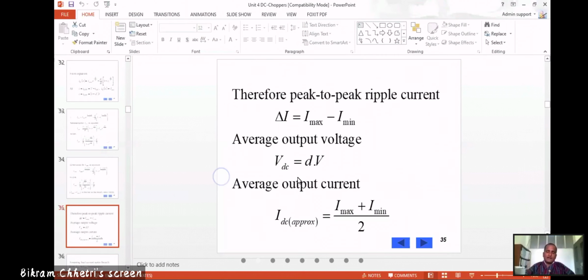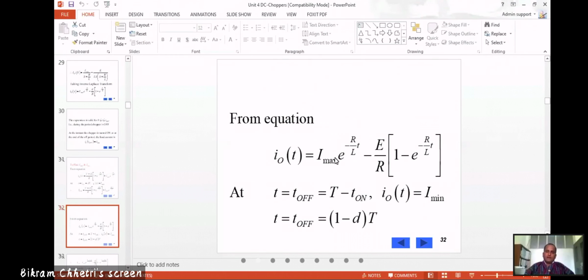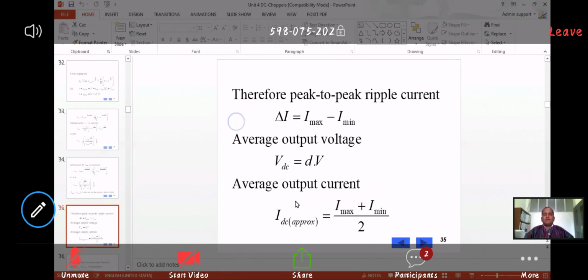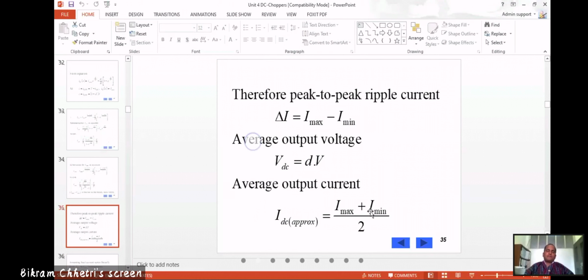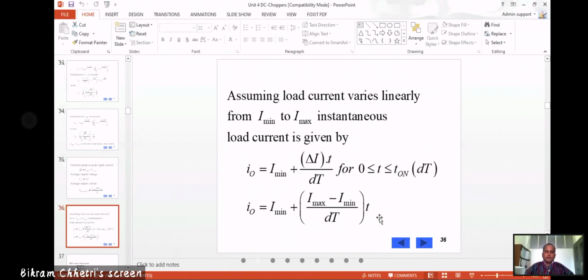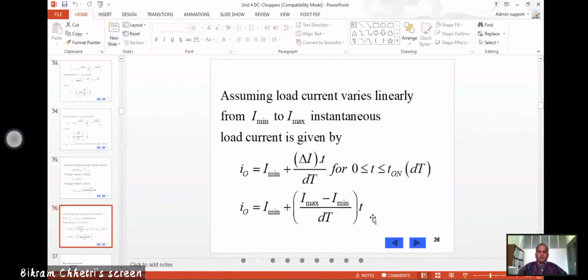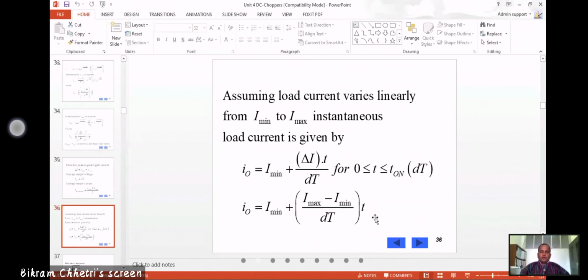So the average output voltage VDC will be D times V, which we got in the previous slide. The average output current IDC will be equal to I max plus I min divided by 2. Assuming the load current varies linearly from minimum to maximum, we can find out the instantaneous load current.